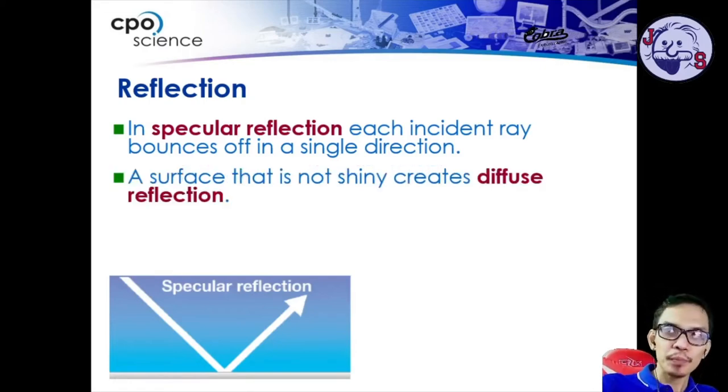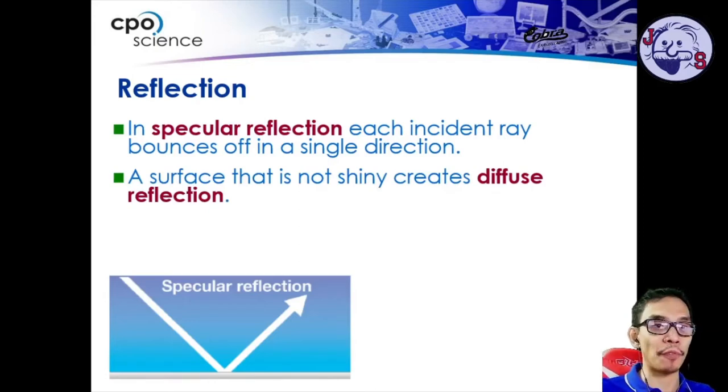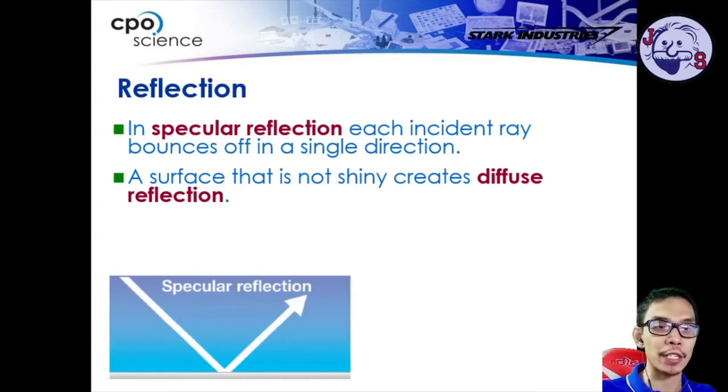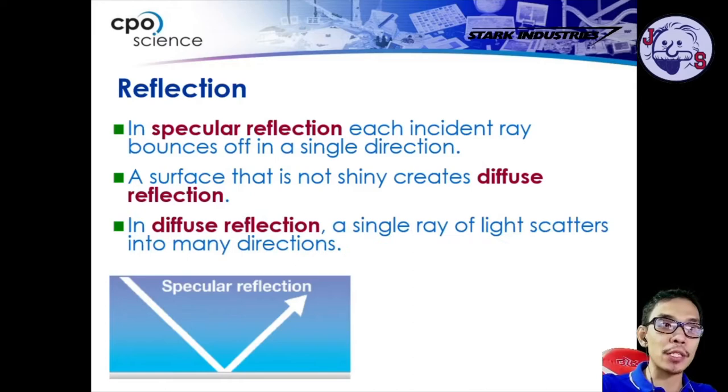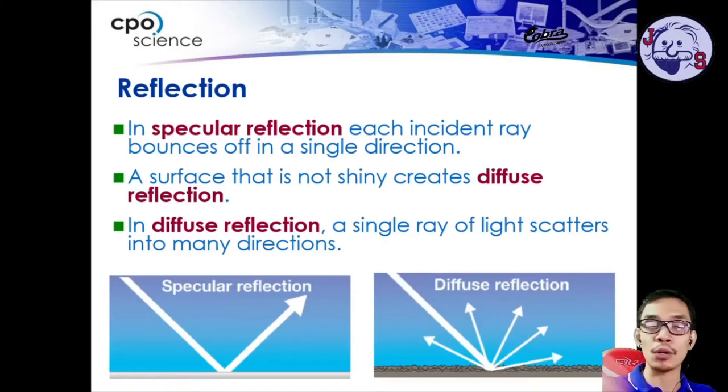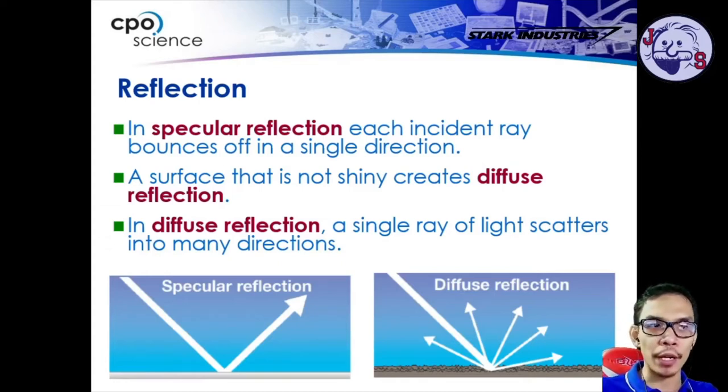Meanwhile, we have the second one, which is the diffuse reflection. This is the opposite. If you have specular reflection on shiny surfaces, diffuse reflection happens on rough surfaces, and it doesn't allow light to go in one direction. The light rays will be scattered in too many directions, like the one that you have right here. Because of this kind of reflection, we will be able to see the details of a certain surface, how rough it is, what are the imperfections that we can see on the surface.